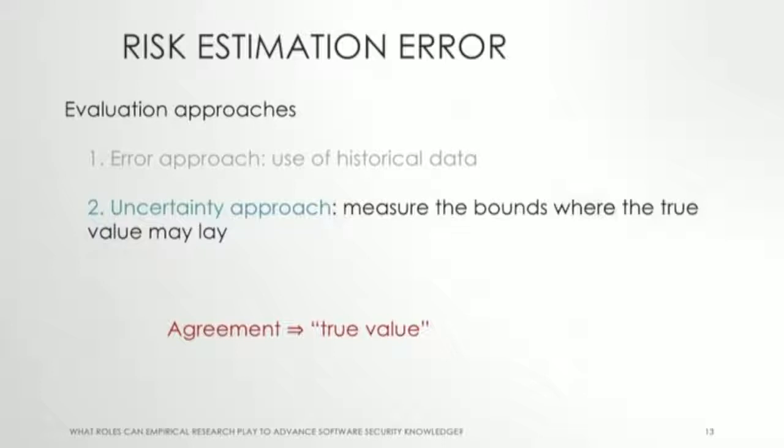Now the question is who to believe, right? So we have an error in this estimation. I brought this from an old physics document. You have two ways to analyze your error. One is to use historical data, and you use that to analyze what your error is. The other is the uncertainty approach, where you measure the bound where the true value lies. This implies that if you have an agreement, then this is most likely the true value. If the experts agree on a specific value for the risk, I would say that this is actually the risk. If they disagree, then there is something wrong. The first approach we cannot apply because we do not have historical data. The day that we have historical data, that's probably the best way to go because you have a better foundation.